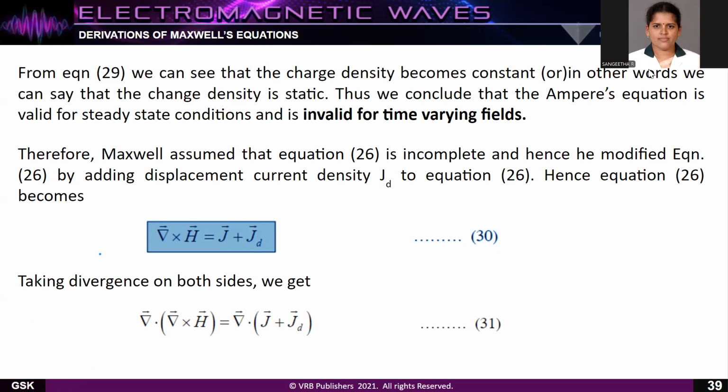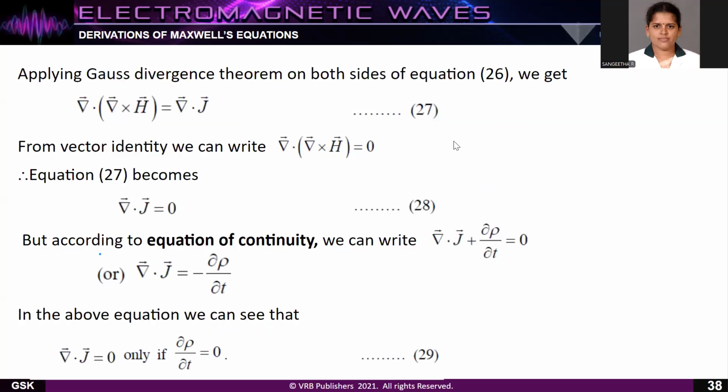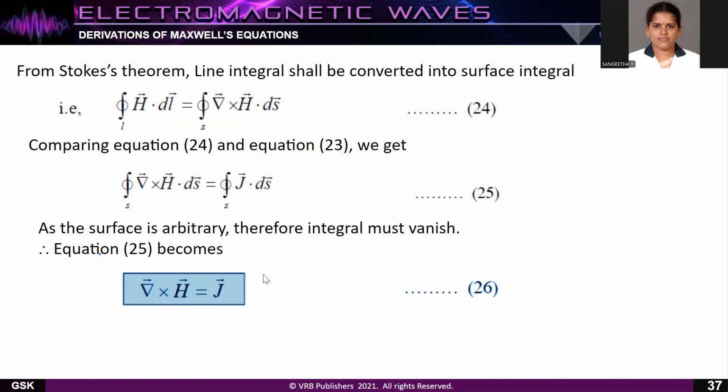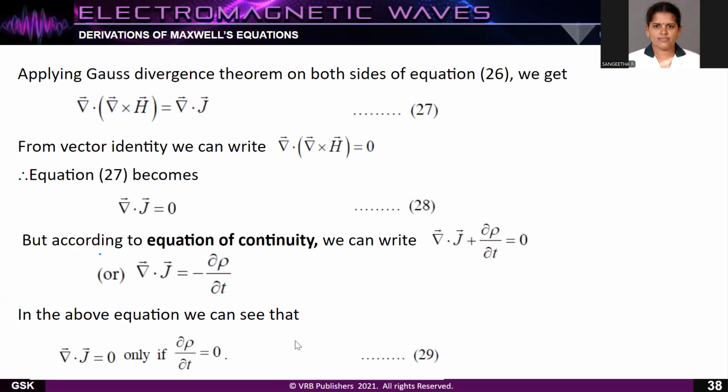So Ampere's equation is valid only for the steady state condition. It is invalid for a time varying field. It is valid for steady state condition, not for a varying field. So here, what we are saying is that this equation 26 is incomplete. To prove that it is incomplete, we have done all this part.